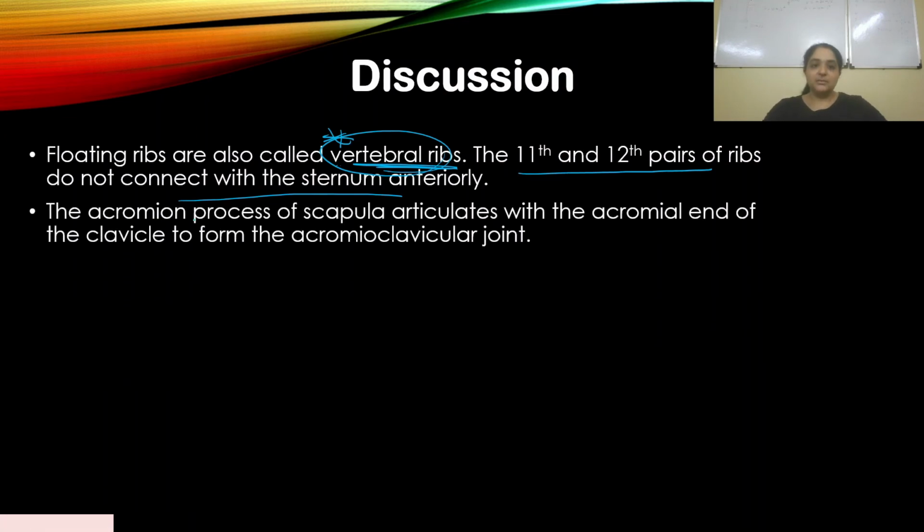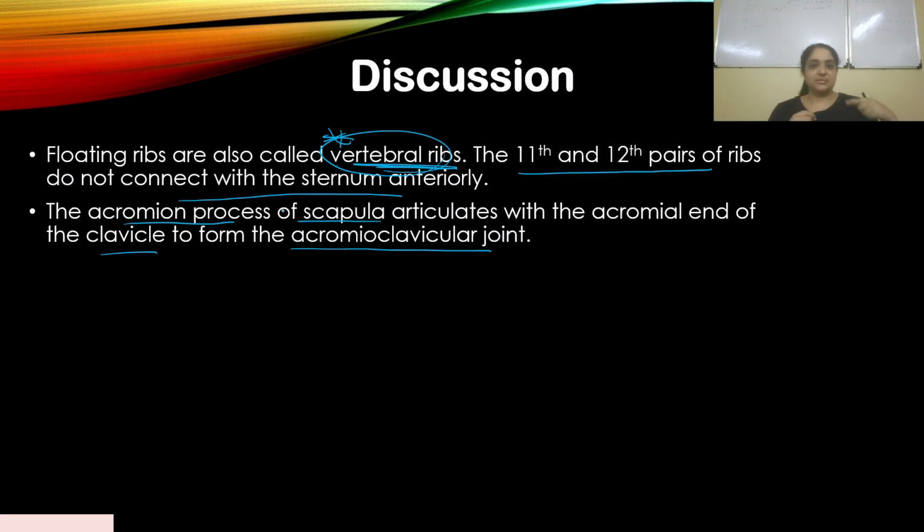The acromion process of scapula. The acromion process is actually present in the scapula. Okay, and this articulates, that means it forms a connection, it forms a joint with the acromial end of the clavicle to form the acromioclavicular joint. I have a diagram for this, so don't worry. So just remember, scapula acromion process is present in the scapula, and this connects with the acromial end of the clavicle, that is your collarbone.